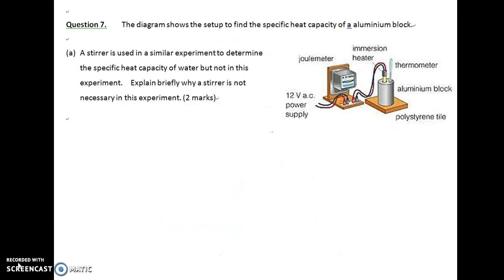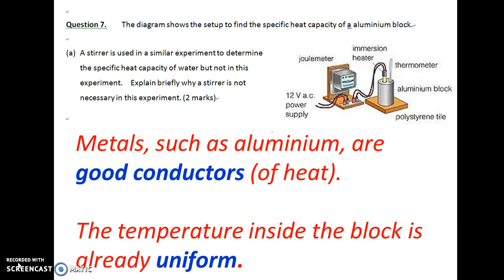Question 7. The setup is used to find the specific heat capacity of an aluminum block. In this experiment, there's no stirrer. Why is a stirrer not necessary? Metal, just like aluminum, is a very good conductor of heat. There's no need for a stirrer. A stirrer is used to ensure the temperature is uniform. But aluminum is a good conductor, so there's no need to use a stirrer to make the temperature uniform.